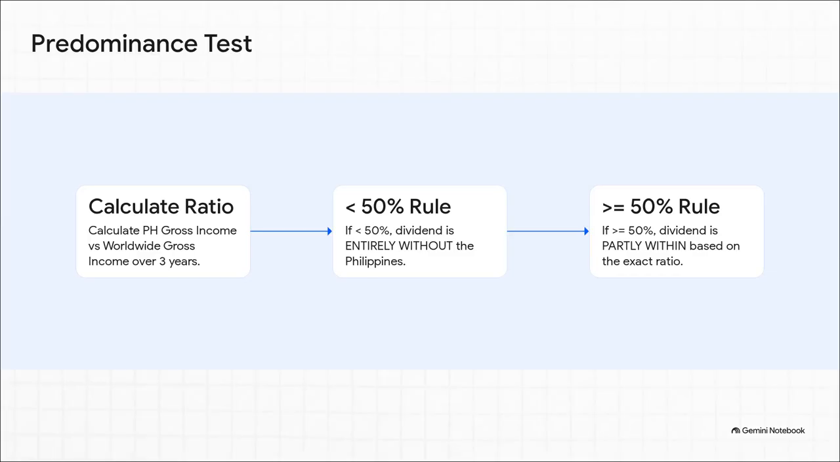This perfectly illustrates the kind of algorithmic thinking you need for the board exam. Step 1. Test the 3-year history first. Calculate the foreign corporation's Philippine gross income versus its worldwide gross income over the past 3 years. Step 2, if that Philippine income is strictly less than 50%, boom, the dividend is treated as entirely without the Philippines. But Step 3, if that Philippine income hits exactly 50% or more, the dividend is considered partly within the Philippines, determined by whatever that exact ratio happens to be.